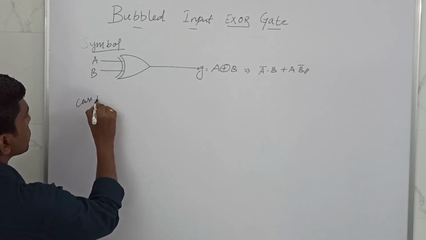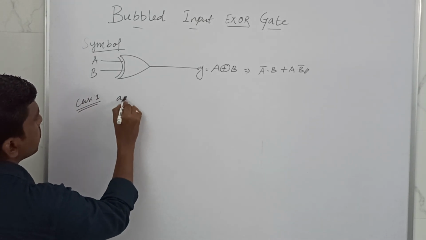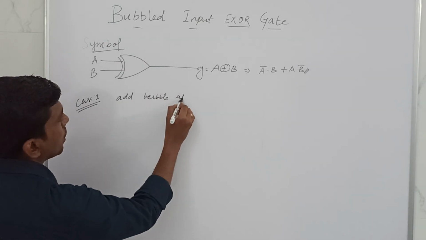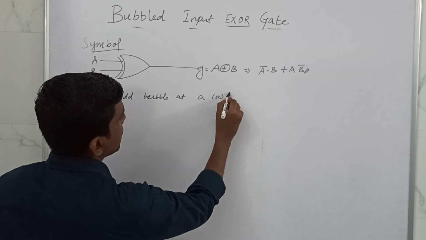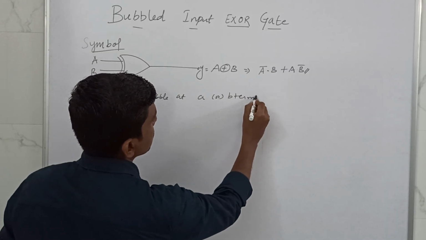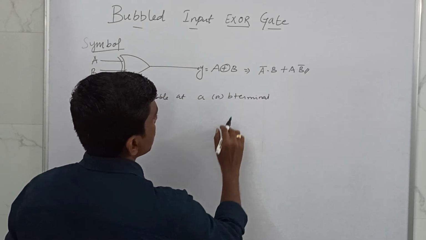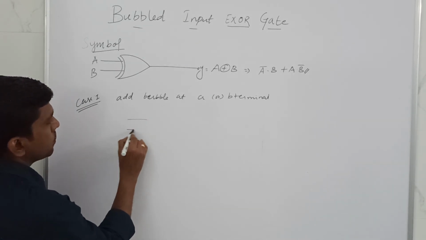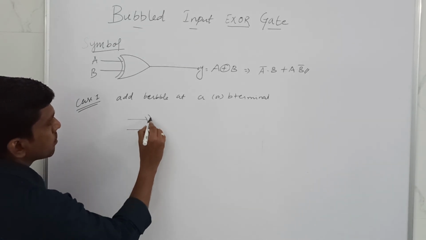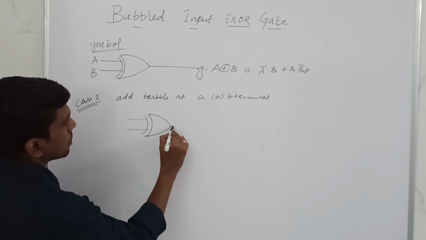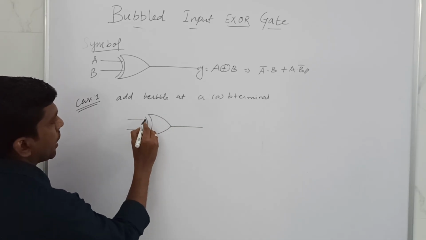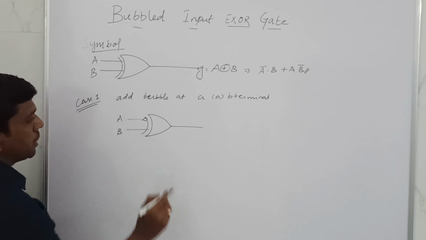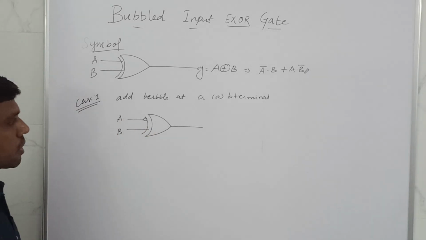Case 1: add a bubble at the A or B terminal. What is the response? We will check now. I add a bubble at the A terminal. So A and B, where B is directly tied to the XOR gate.